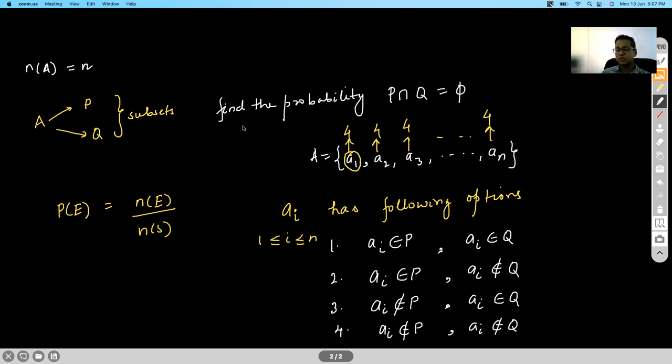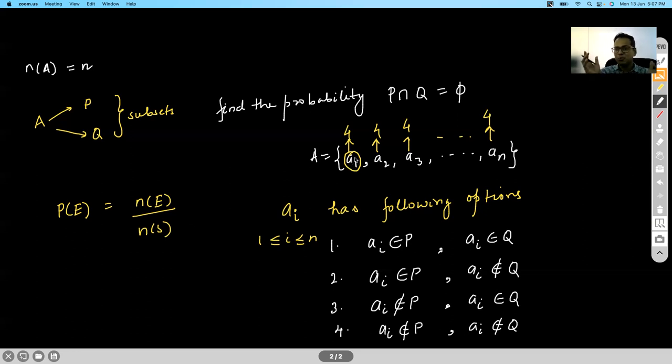Okay. Now, what was my question? The question is, what is the probability that P intersection Q, where P and Q are two subsets formed out of A, is a null set? So what did I do? In order to know the total possibilities of such pairs of subsets you can create, I decided to see how many options each element will have, right?